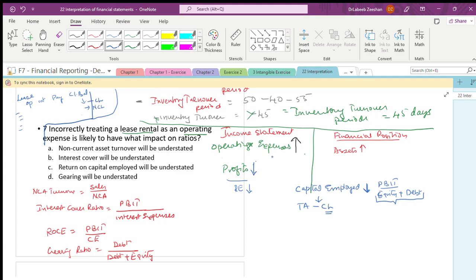Now, which one is going to be affected? That's very important. See, all are related. Is it right? All are related. Your non-current assets ratio will be, what we have to understand is whether it will be understated or not. This is more important. Okay. The concept is which one is understated.